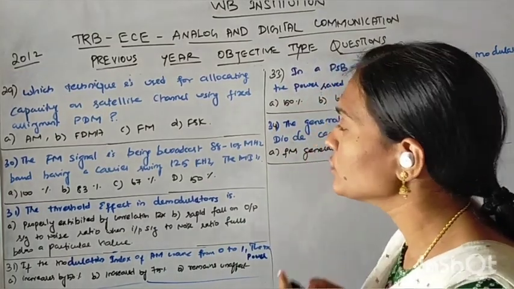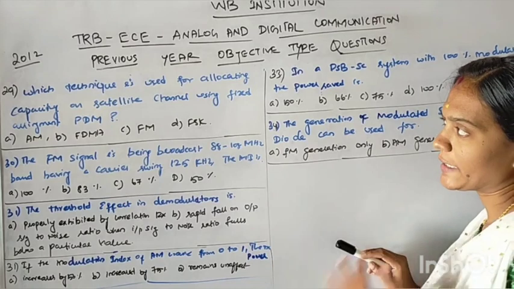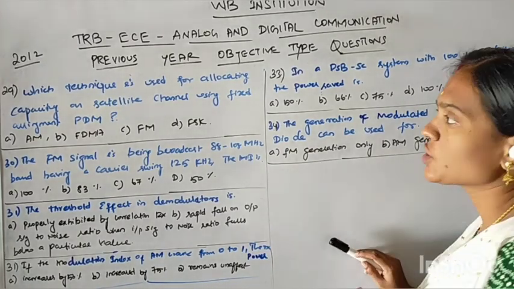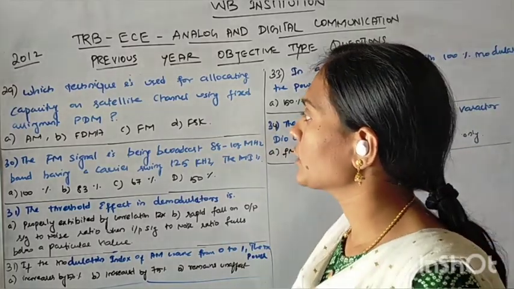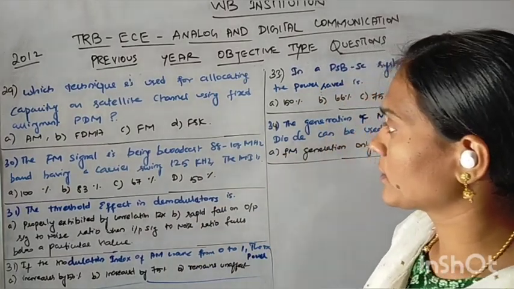So next question, look. Which technique is used for allocating capacity on a satellite channel using fixed assignment? So this is a direct question. Four options have been given: AM, FDMA, FM and FSK.